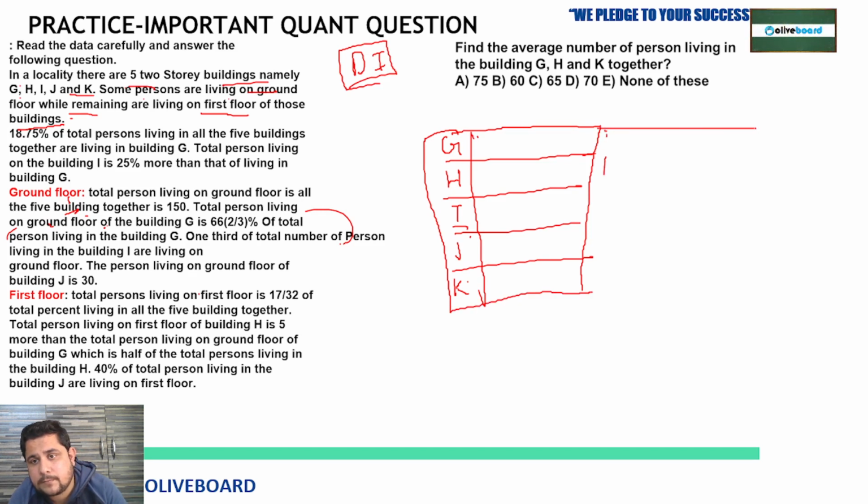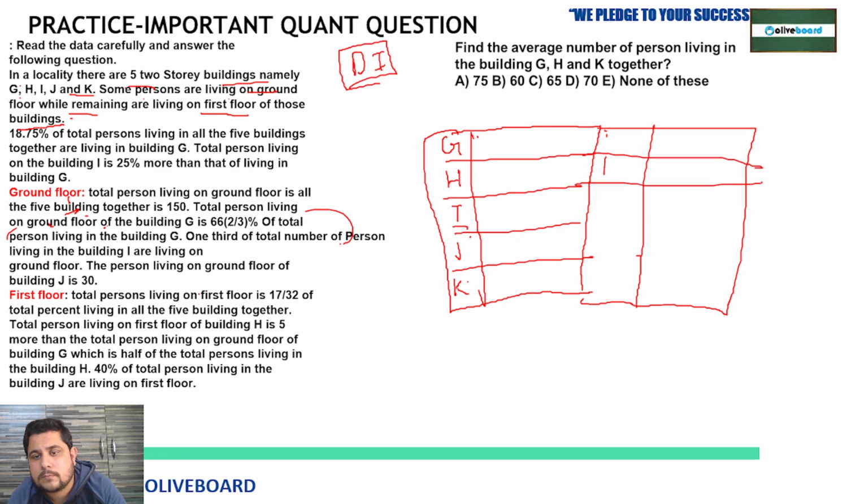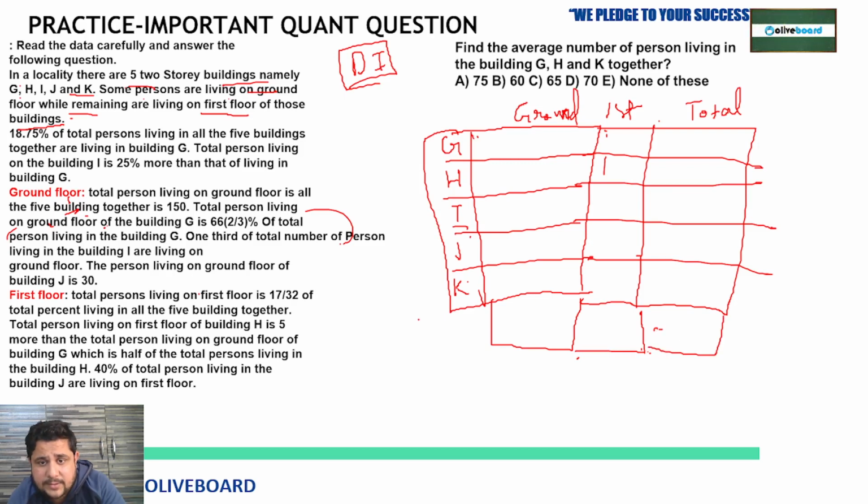Okay, so this is the total. How many persons are living there? The first floor and the ground floor. G stands for ground, I am mentioning ground here. Fine. Ground floor, first floor, total of ground floor, total of first floor, total number of persons, and overall total number of persons.